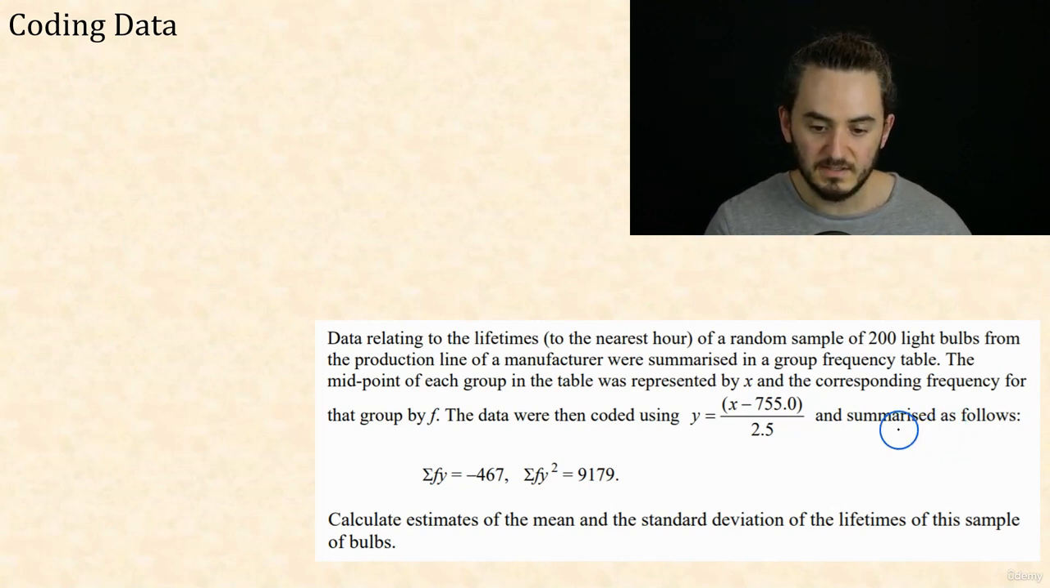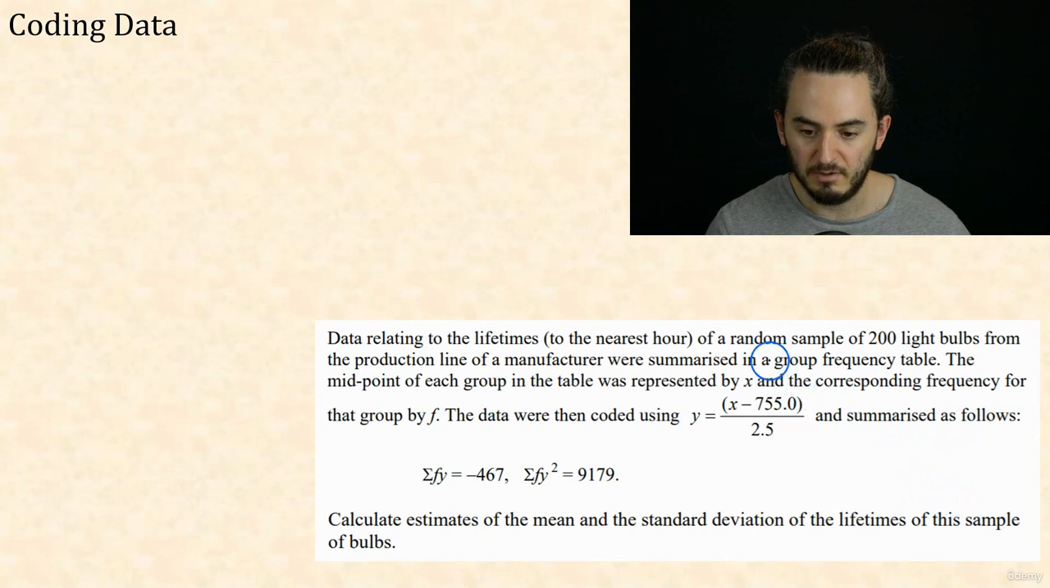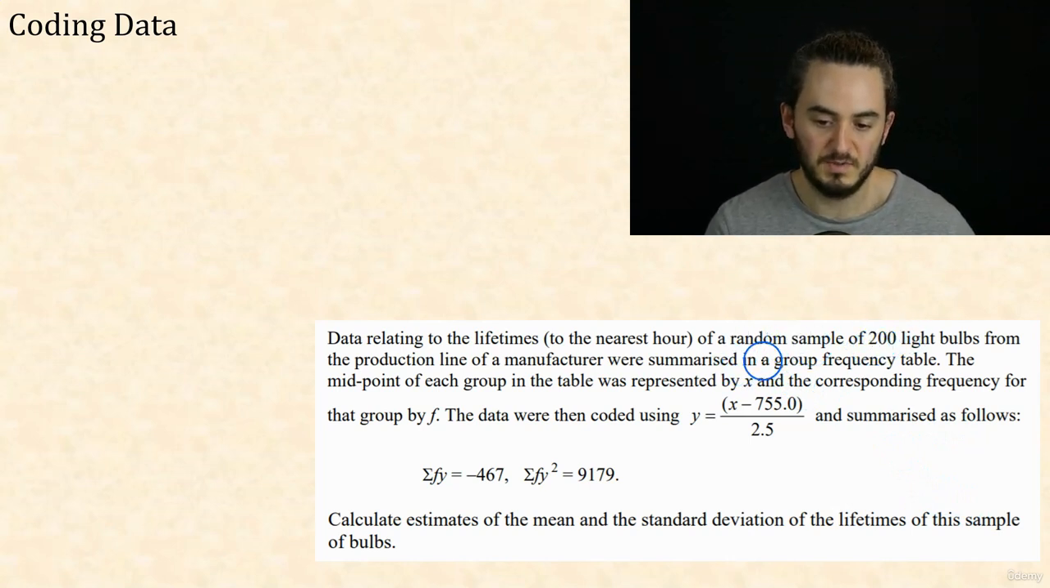So data relating to the lifetime to the nearest hour of a random sample of 200 light bulbs from the production line of a manufacturer were summarized in a group frequency table. The midpoint of each group in the table was represented by X and the corresponding frequency of that group by F.